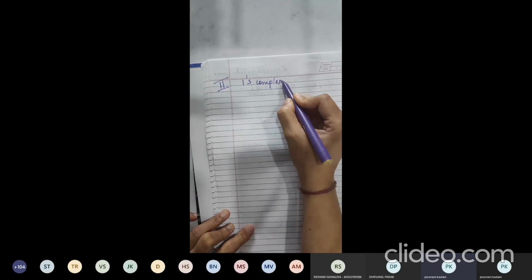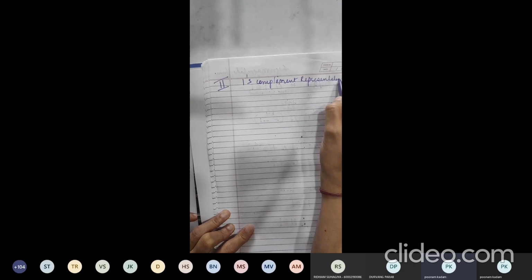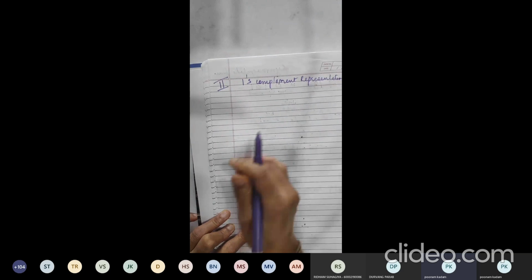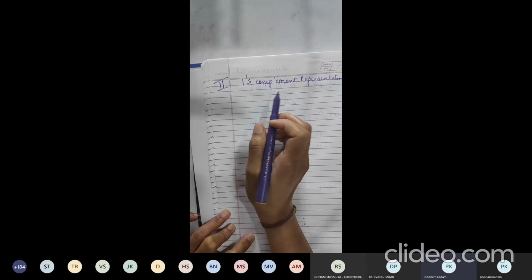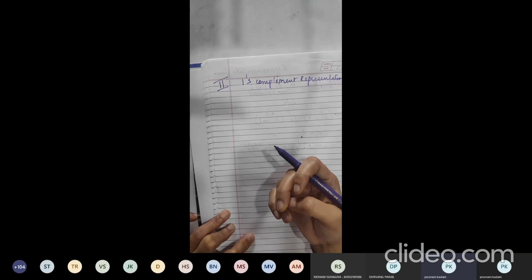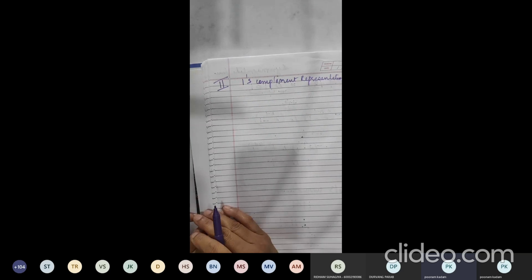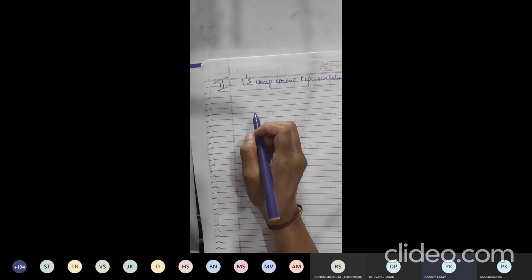One's complement representation. You have already learnt in the previous class that if we invert each bit of a binary number, we obtain the one's complement of that number. It means if each 1 is replaced by 0 and 0 is replaced by 1 in any binary sequence, it gives the one's complement of that binary sequence.